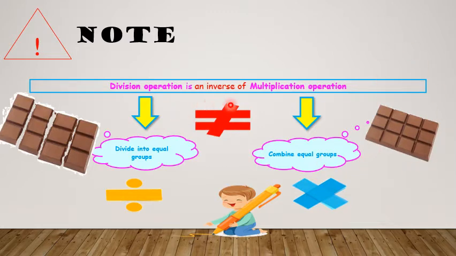So again, the multiplication operation is the inverse of the division operation. It means that multiplication doesn't equal division, it's the inverse, or the opposite operation of it. If division means cutting into equal groups, multiplication means combining the equal groups all together again.